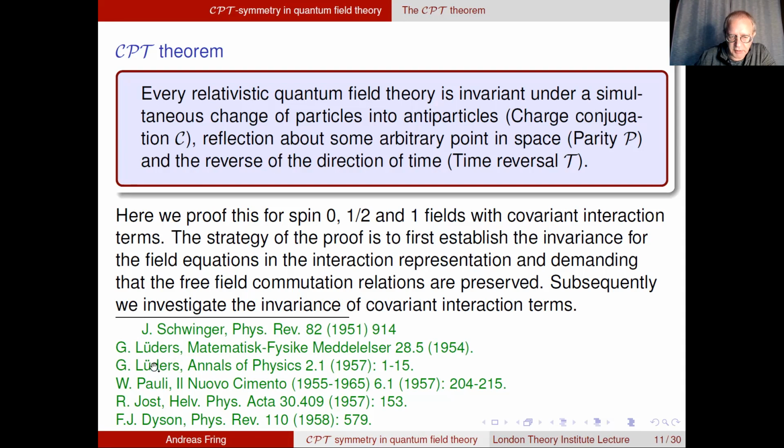And then the paper, I think, which is clearest, is this one by Lüders, who took this new argument of Pauli into account. And then there are more formal proofs in the context of axiomatic quantum field theory, which you can find initiated in these papers by Jost and Dyson. And of course, then people follow this up, make various modifications and so on. But I will stick to this more transparent Lagrangian formulation put forward by Lüders and also by Pauli.